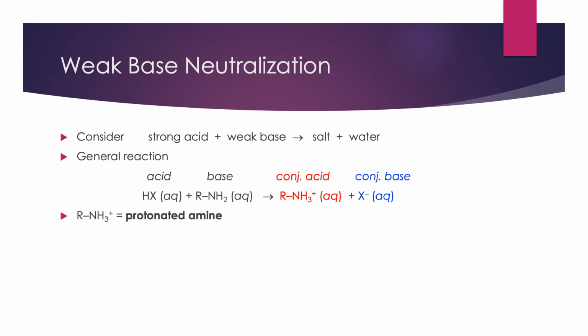In this case, when we create the neutralization reaction, we're going to create a conjugate acid, which is going to be the protonated base. So we're going to add a proton to the base to make RNH3+. And then the anion is going to be the anion from the acid, which will be the conjugate base for that acid. So this is the net result of this neutralization reaction.